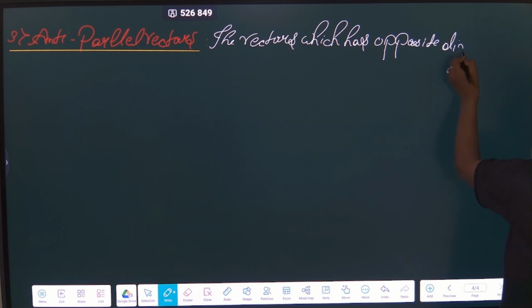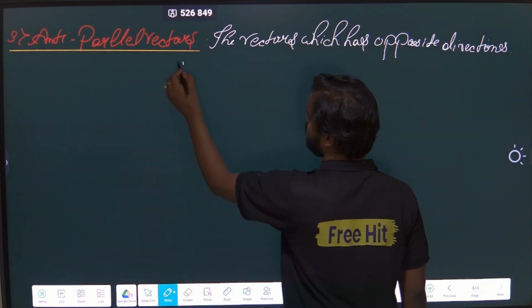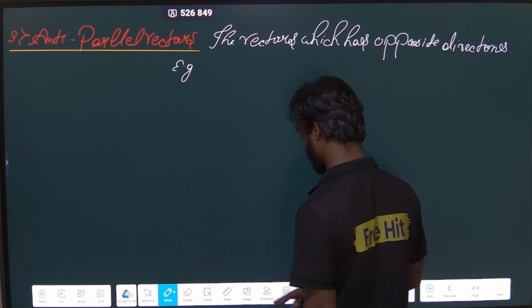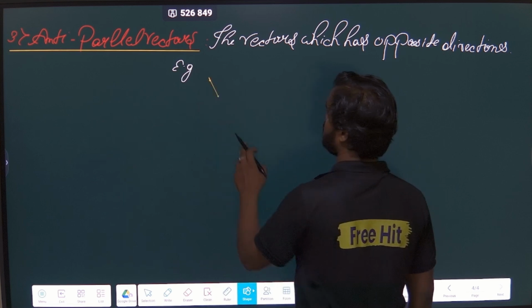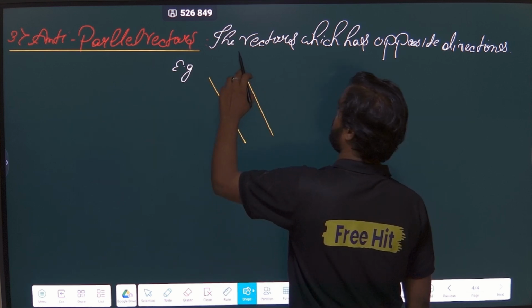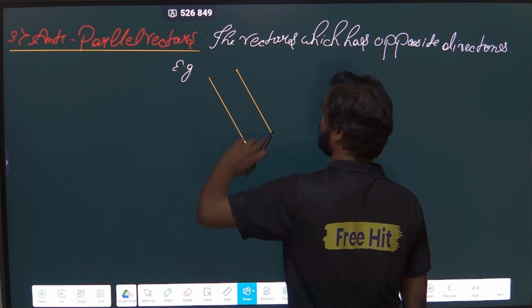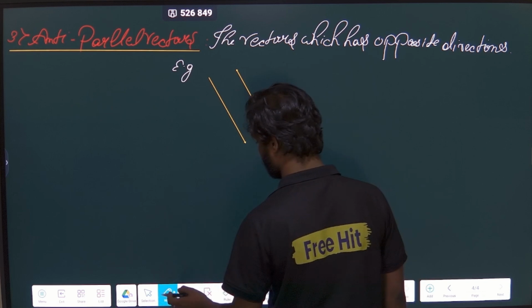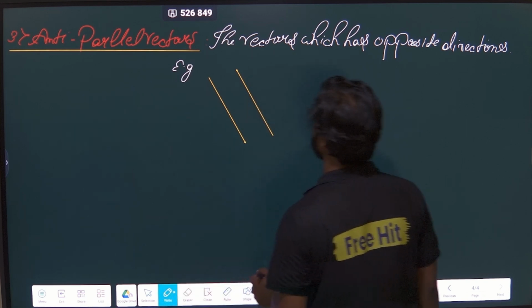Which have opposite directions, means their directions will be opposite. Let's take one example, then it will be clear. Suppose this is my one vector, and this is my another vector. You can see clearly they have opposite directions. One direction is downward and another is upward. So that is called an anti-parallel vector.